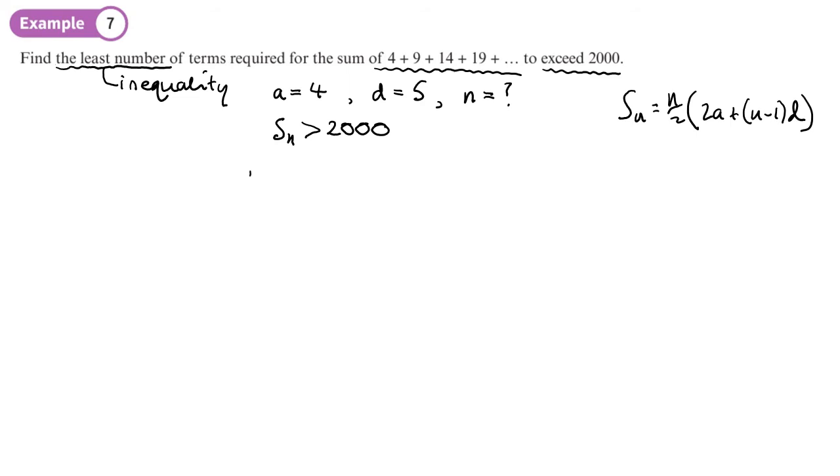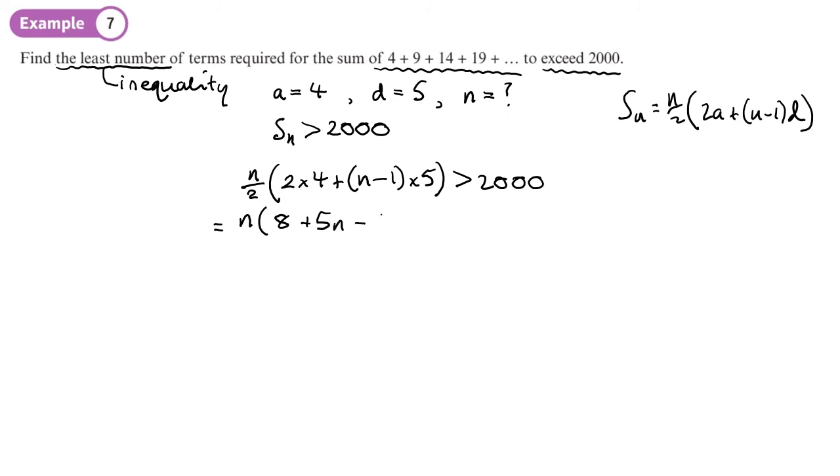So let's put that information into the formula and see what we get. So I want this sum, n over 2 times 2a, so that's 2 times 4, plus (n minus 1) times d, and d is 5. I want that to exceed 2000. So the rest is about trying to solve that to work out what n must be greater than, and then from that we can work out n. So let's times both sides by 2 first. So we've got 8 plus, and I'm also going to expand the brackets here, so I'll get 5n minus 5. So that's greater than 4000.